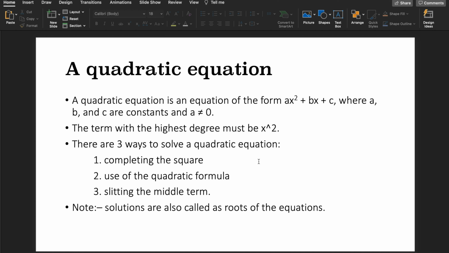There are three ways of solving a quadratic equation. The first one is called completing the square. The second is use of the quadratic formula. The third one is splitting the middle term. Also, keep in mind that instead of solutions, I'll be saying roots of the equation, or you could say solutions, roots, or the answers to the equation. But roots is used very commonly.